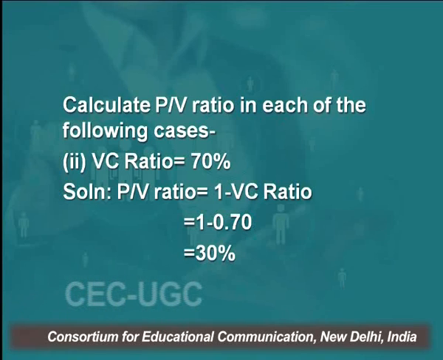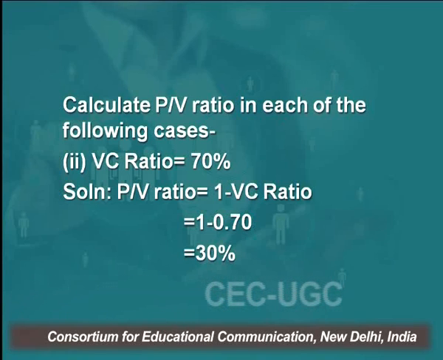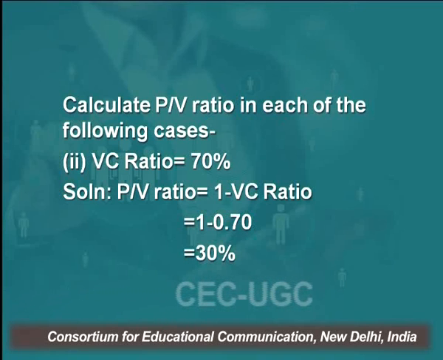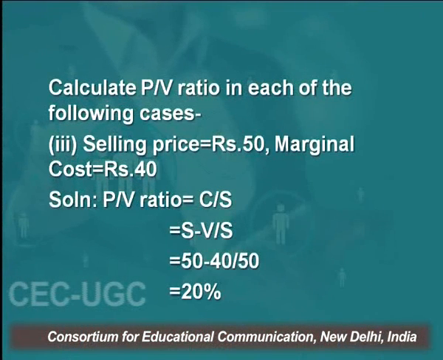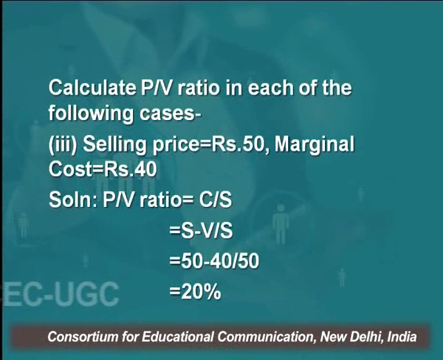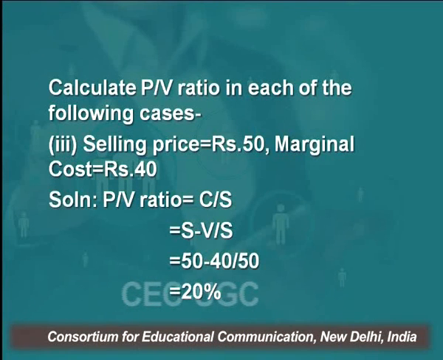In the total sales which you make, the variable cost portion is 70%. What is remaining? Remaining is 30%. So 1 minus variable cost ratio is your contribution ratio, so 30% is contribution. The third case may be: selling price is 50, marginal cost is 40. Whether I call it marginal cost or variable cost, it is the same thing. So if the selling price is 50 rupees and your variable cost is 40 rupees, it means your contribution is 10 rupees, right?